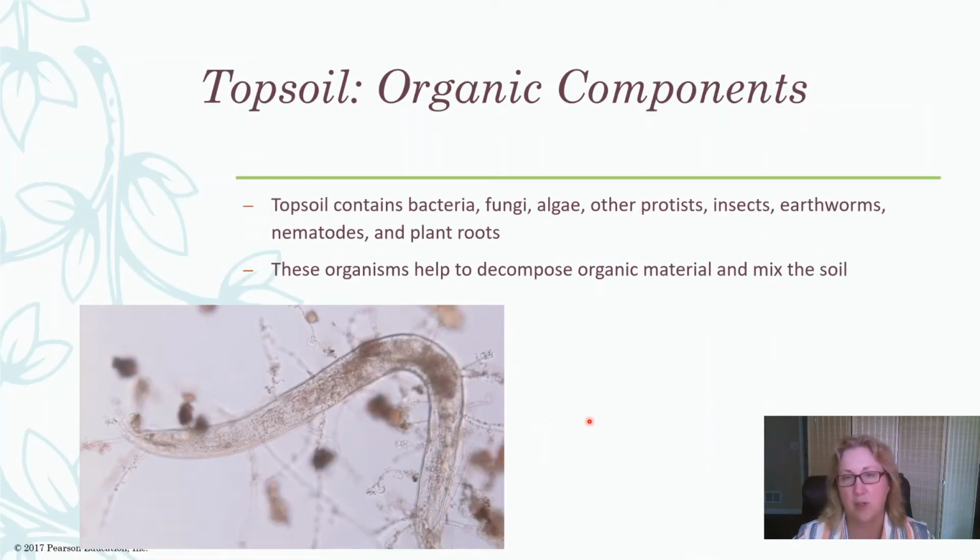So our topsoil also includes many living organisms, some of which are directly beneficial to the plants, which we'll talk about. But it includes bacteria, even some archaea, fungi, algae, which are protists, a few other protists that are not photosynthetic, insects, worms, nematodes. And some of these are living on the decomposing organic material that's in the soil. Some of them are directly benefiting from the sugars that are made by the plants.